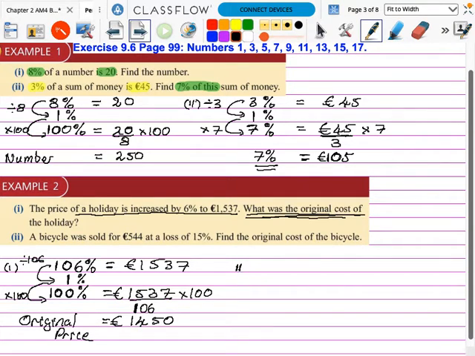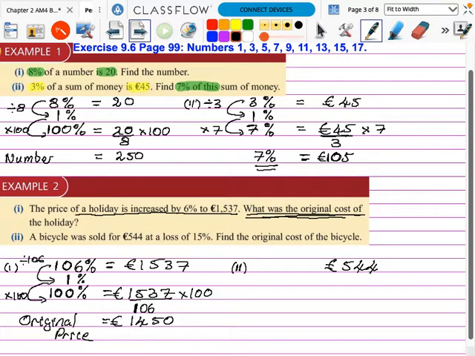Last example before you launch into the exercise. A bicycle was sold for 544 euros at a loss of 15%. So what percentage represents 544? Pause the video, think about it.